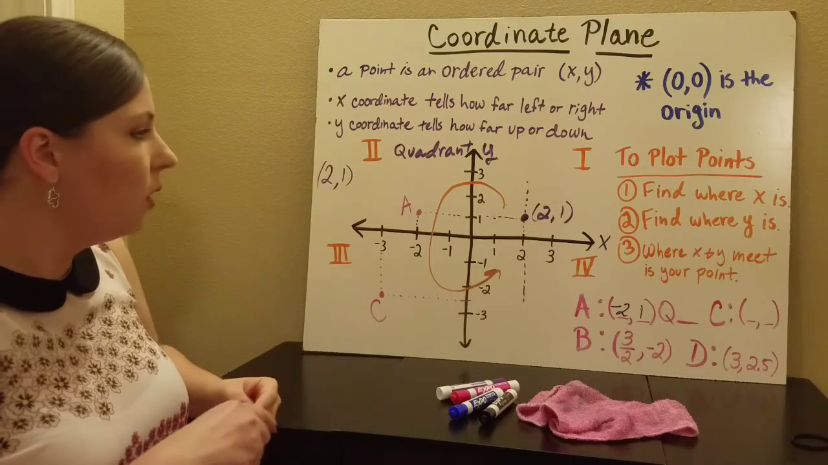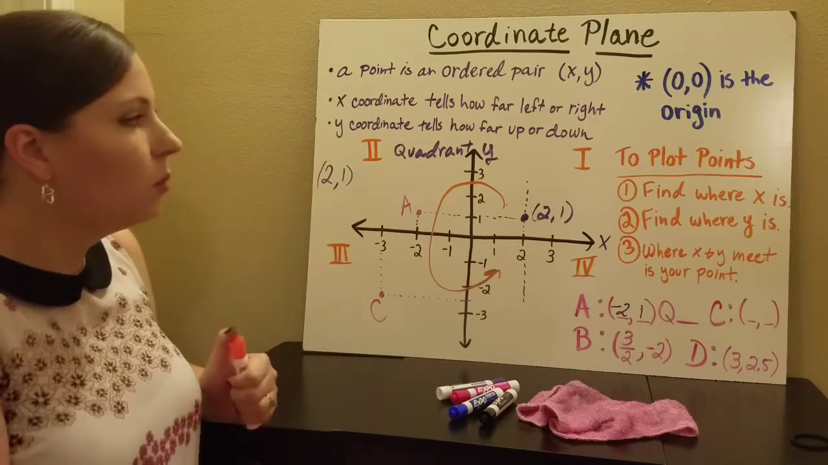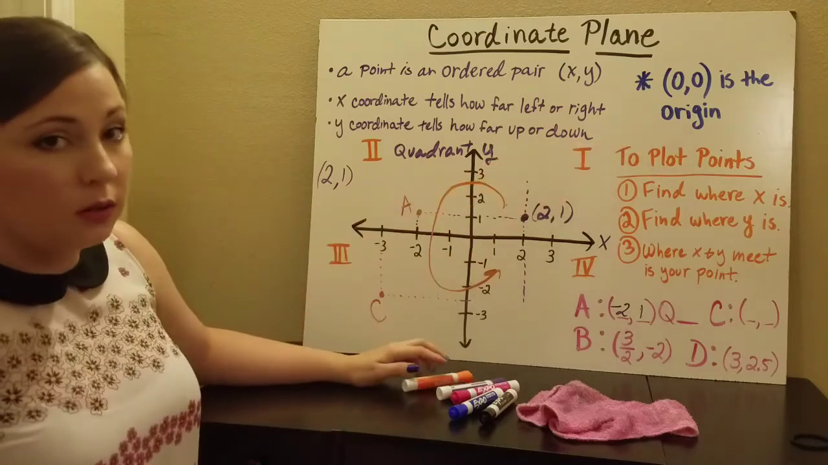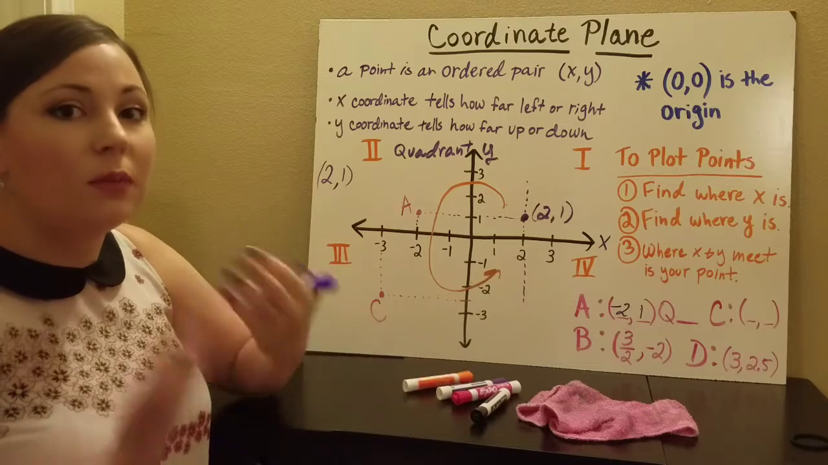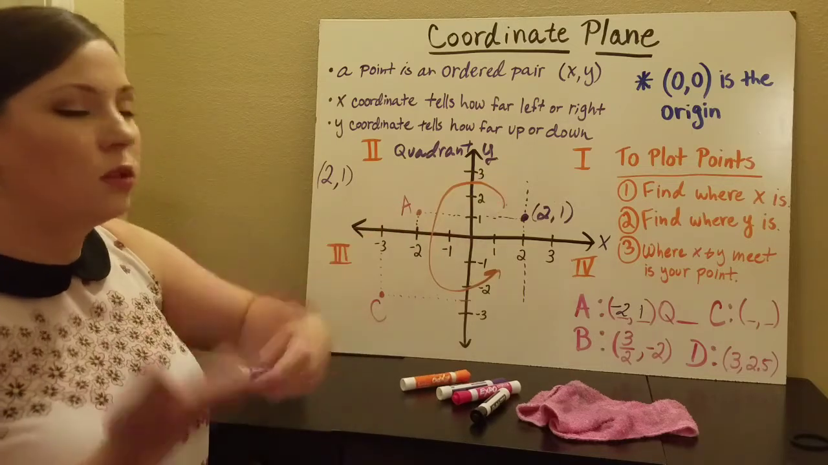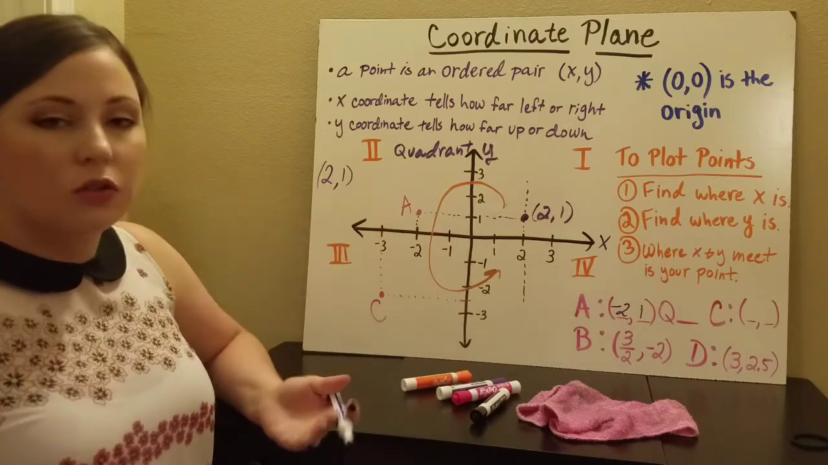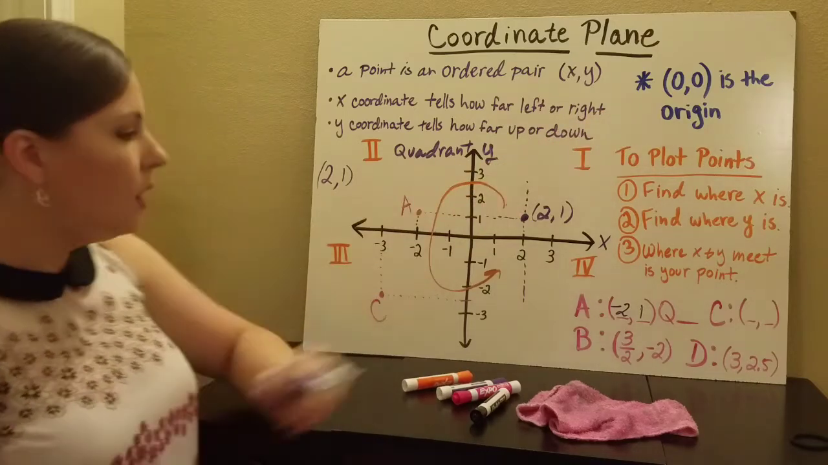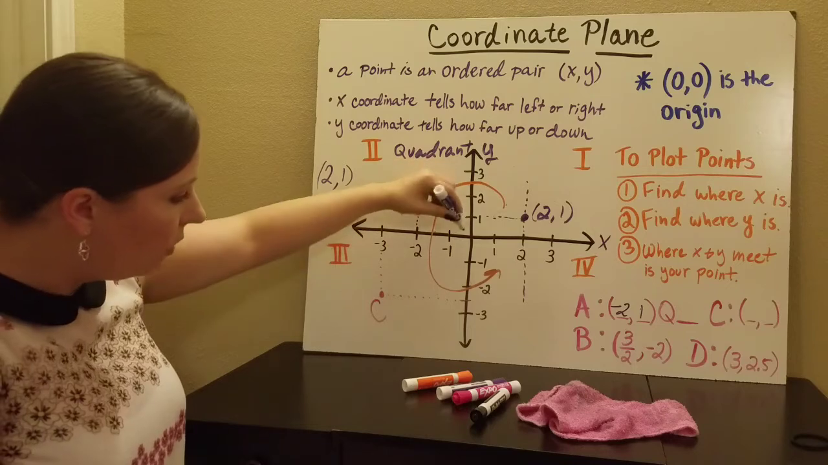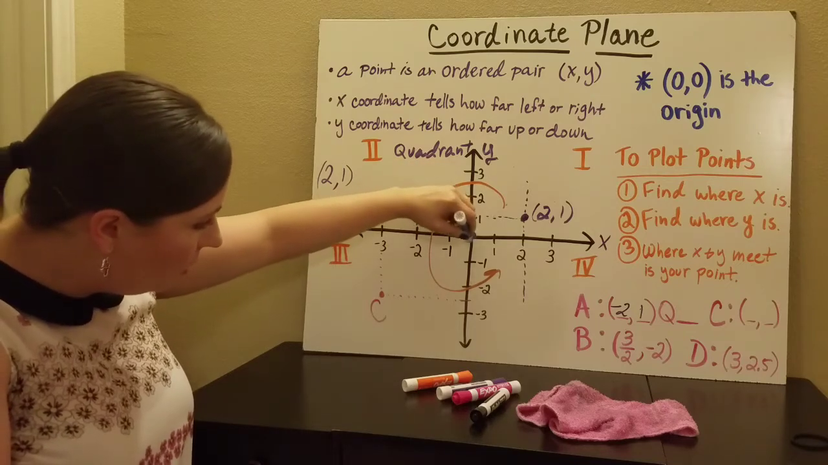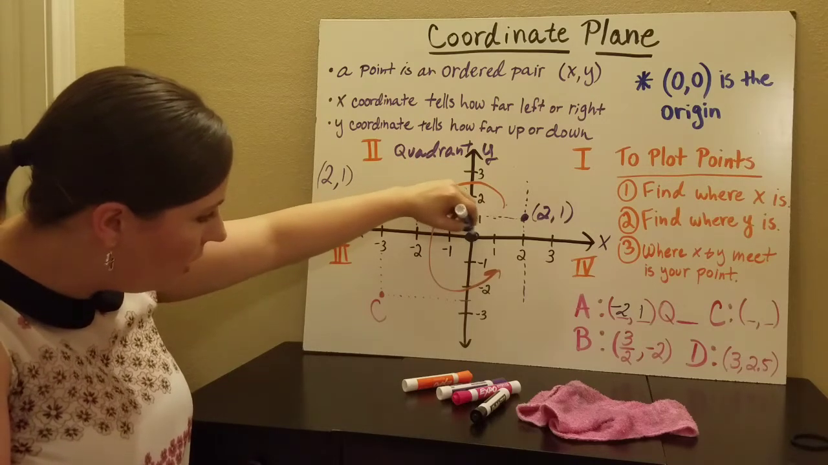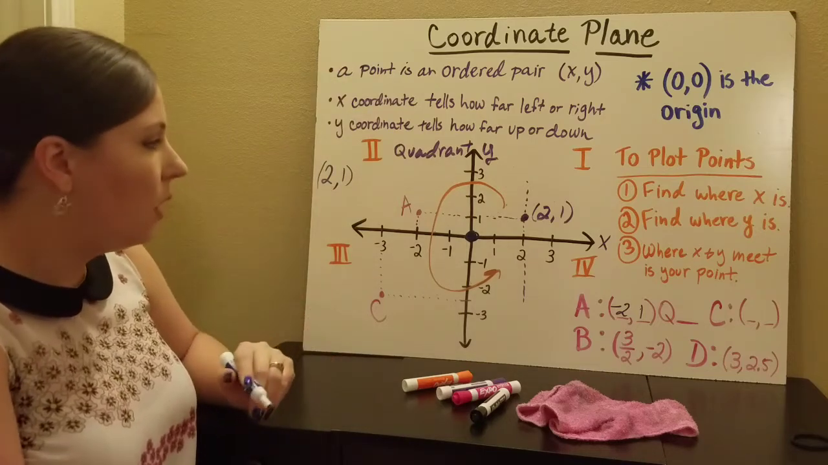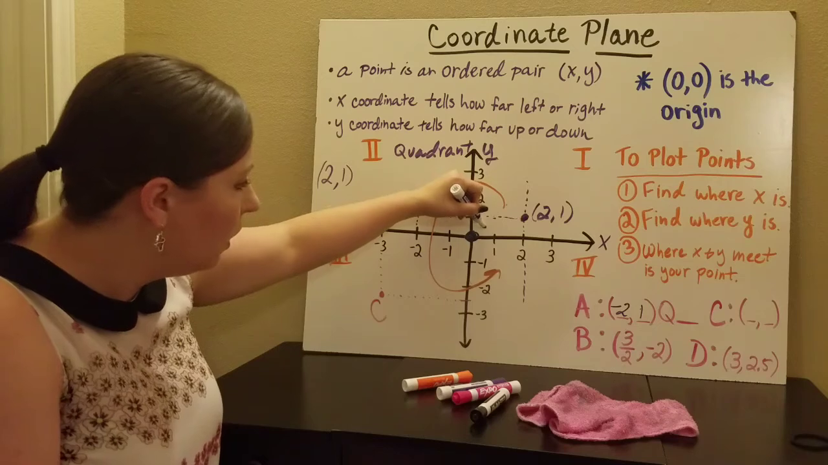Another important thing that you'll want to know about the coordinate plane is there's a special point. It's called the origin. Origin means where it begins. The origin of the coordinate plane is at (0, 0), right in the middle. So your x is 0 and your y is 0, right there in the middle. That is the origin. I want you to label that on your paper. Origin.